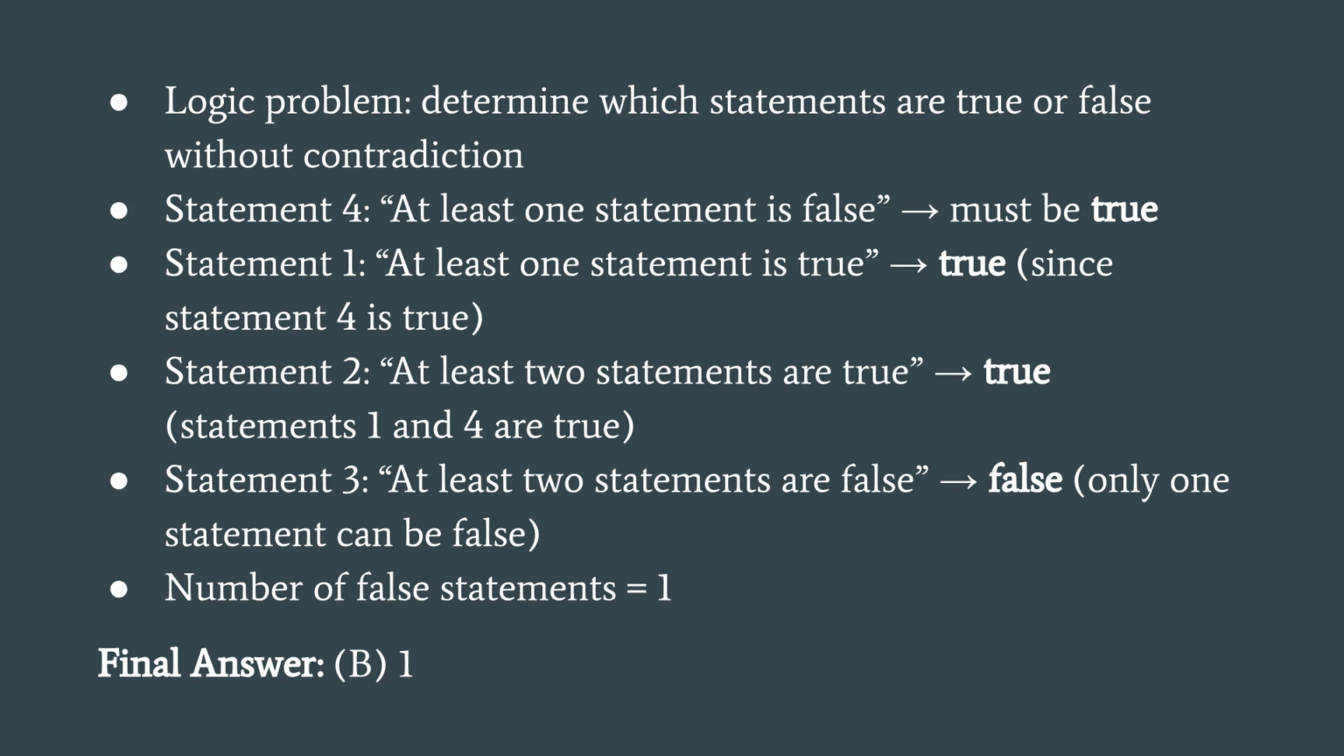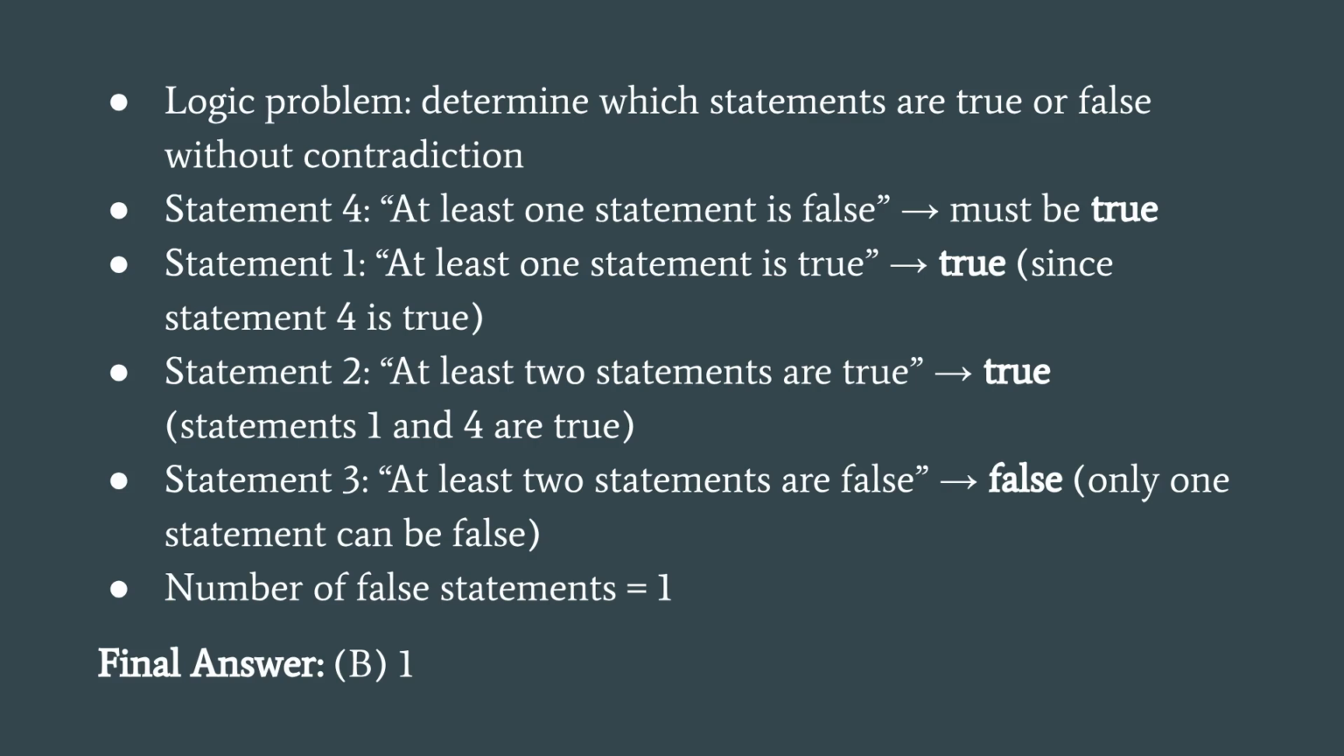If we assume the fourth statement, at least one of these statements is false, is false, that would mean none are false, all 4 would be true. But if all 4 were true, then the fourth statement saying at least one is false would actually be telling the truth, which is a contradiction. So the fourth statement must be true.